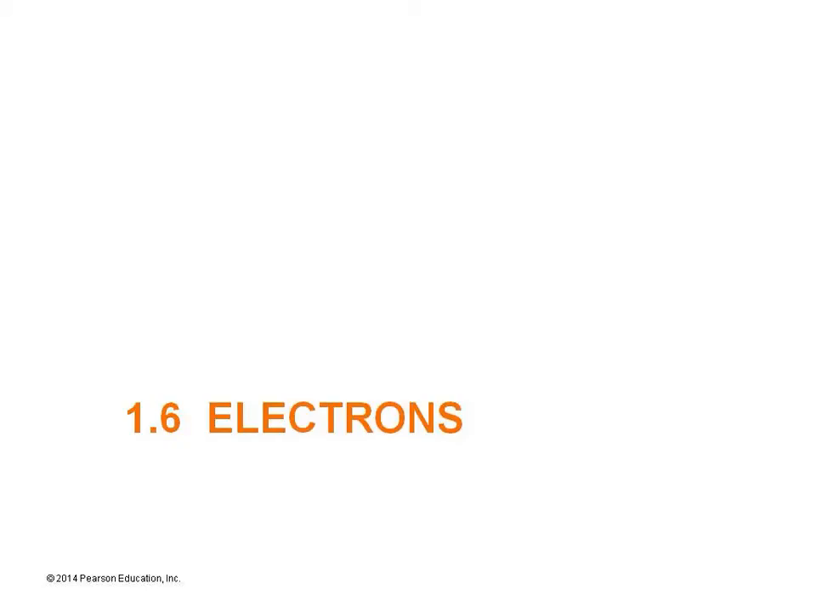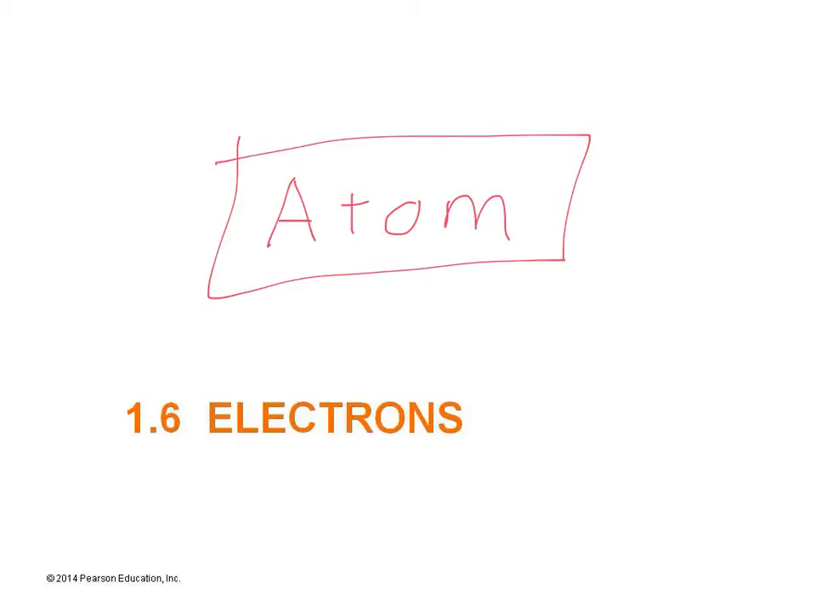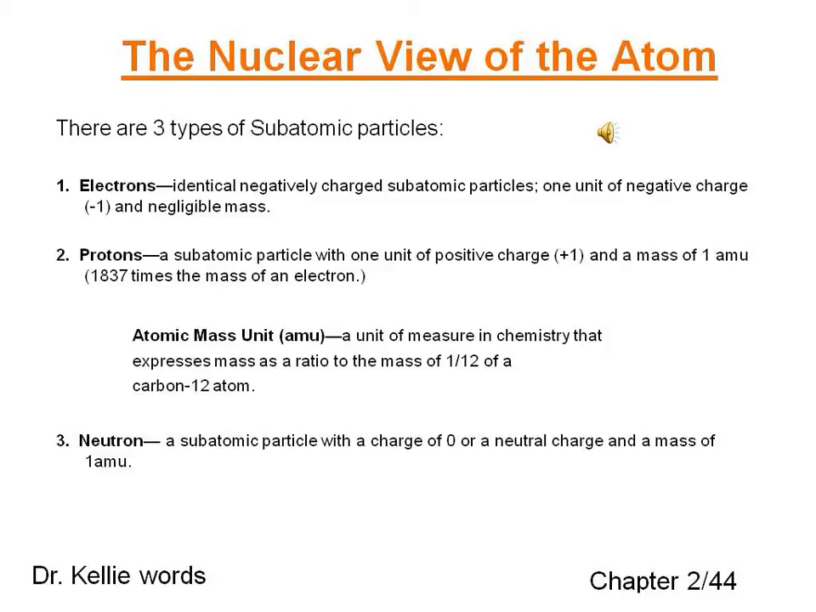Alright, now we're going to focus on one form of matter right off the bat here, and that's going to be the atom. And we're going to talk about what makes an atom up and what defines an atom. Atoms are made of three primary subatomic particles: the electron, the proton, and the neutron. These subatomic particles are differentiated on the basis of two factors: mass and charge.